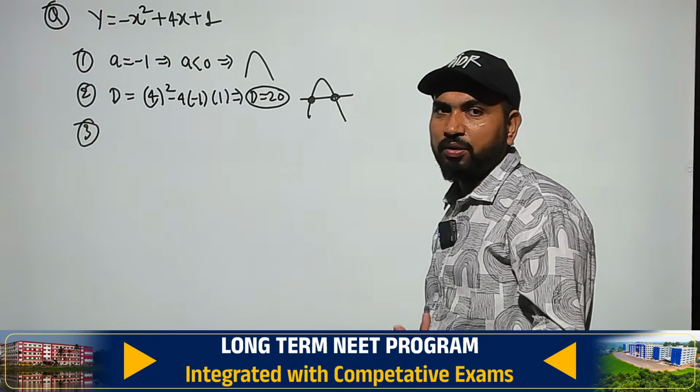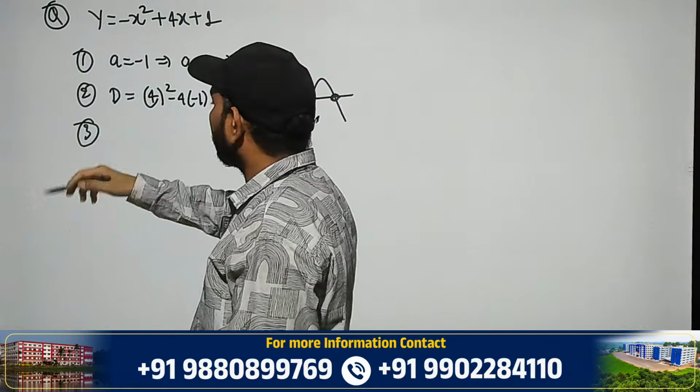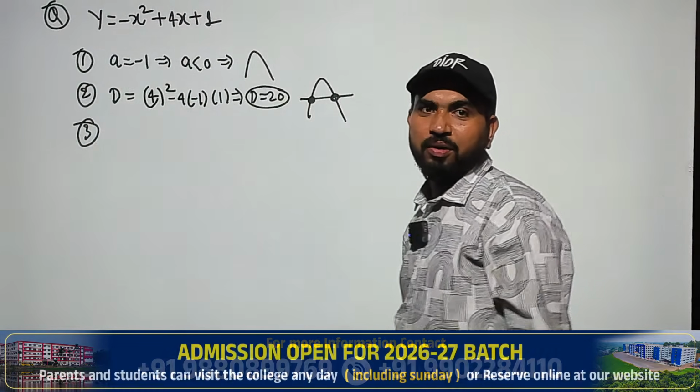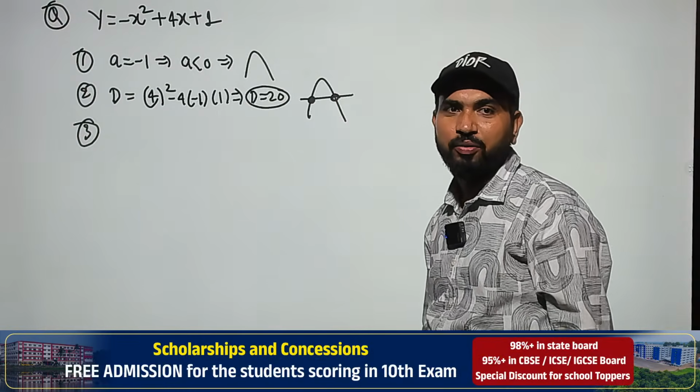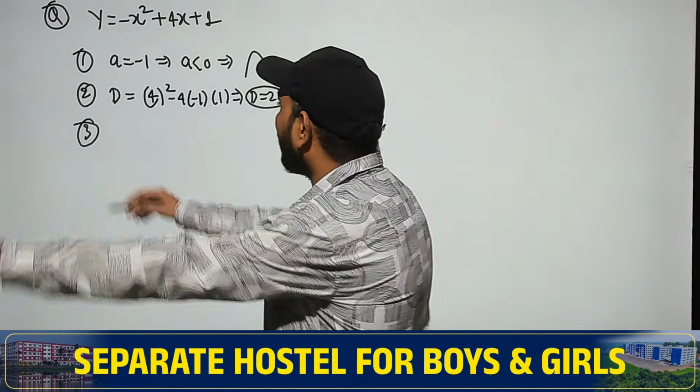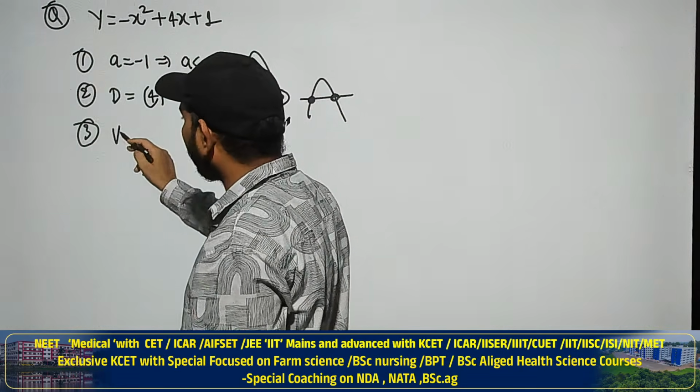After D, what do you write? Vertex. Somebody writing D is 12. No, D is not 12. D is 20. So now the next step is what? After D, vertex.